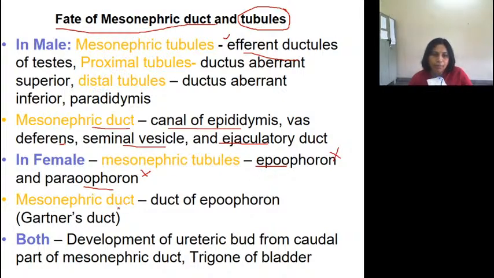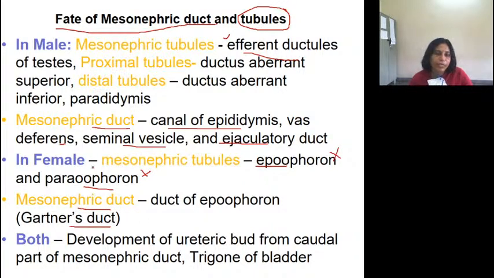Sometimes the mesonephric duct will totally disappear. There is no role for the mesonephric duct. Sometimes it may persist in females and form the duct of epophoron, which is also called Gartner's duct. This Gartner's duct is important because sometimes collections in the Gartner's duct may lead to a Gartner's cyst. So that is why it is important. There is no role for the Gartner's duct in females, and the mesonephric duct will become totally vestigial in females.